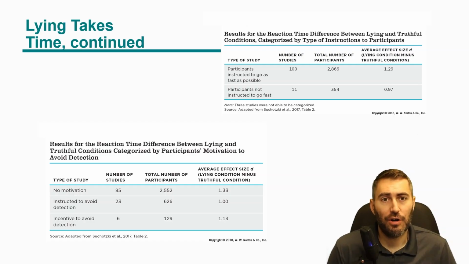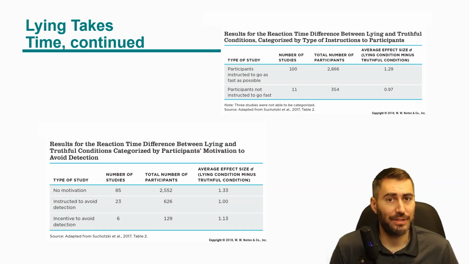The researchers also separately analyzed studies in which participants had an incentive to avoid being caught, a situation similar to criminal interrogation. Motivation to avoid getting caught moderated the influence of lying on reaction time, such that when people were motivated, the reaction time difference was smaller.